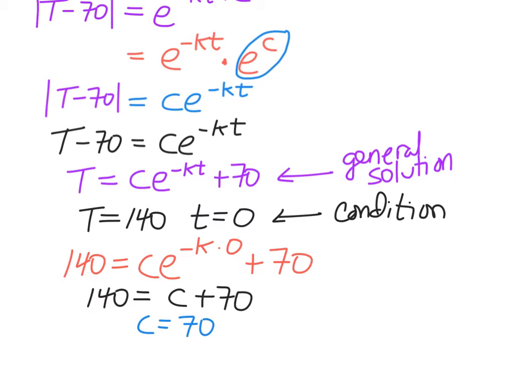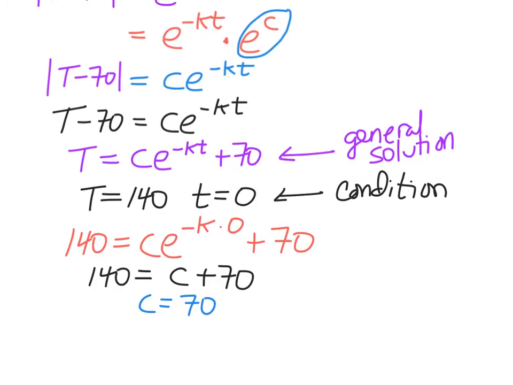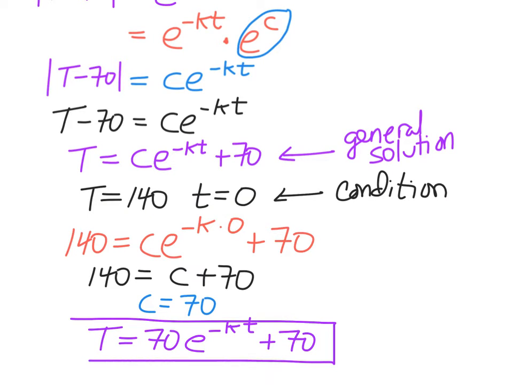So final answer, took a while in comparison to the last one that we did. T equals 70 e to the negative kt plus 70. All right, so you get a look at how easy it can be and how difficult it can be. You also get a good sense of why group assessment rather than individual assessment. All right.